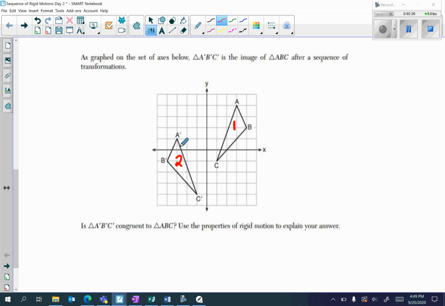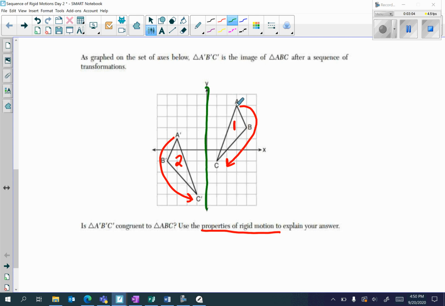So let's figure out how triangle ABC gets onto triangle A prime, B prime, C prime. Because it says properties of rigid motions, I want to determine if it's a translation, a rotation, or a reflection. So notice if I look at the lettering of ABC, that is clockwise, and then A prime, B prime, C prime is counterclockwise. So I know the orientation of the letters is changing, so I know it has to be a reflection.